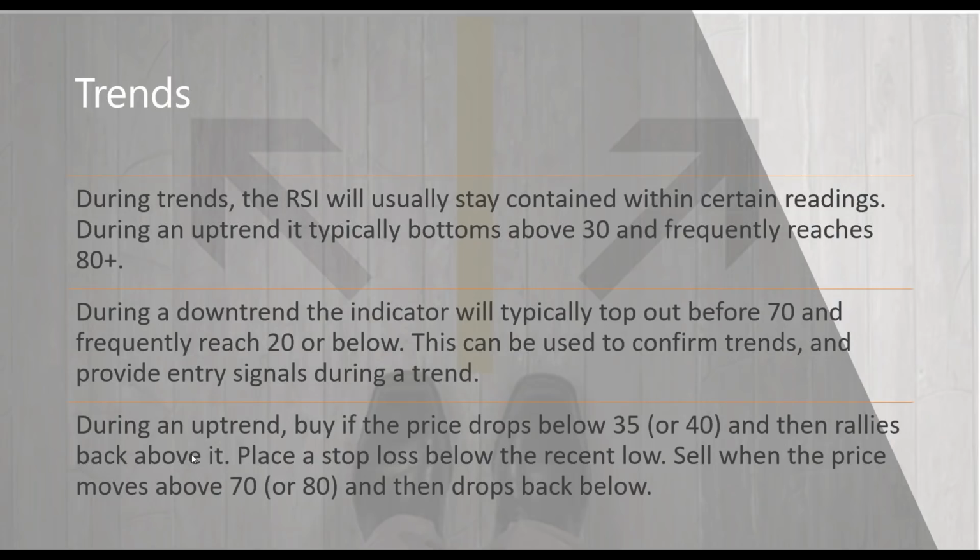So during trends, the RSI will usually stay contained within certain readings. And this is it. You have to use RSI regularly and on the assets you trade regularly to get an understanding of how it works with that asset. Now, during an uptrend, it typically bottoms above 30 and frequently reaches 80 plus. During a downtrend, the indicator will typically top out before 70 and frequently reaches 20 or below. This can be used to confirm trends and provide entry signals during a trend.